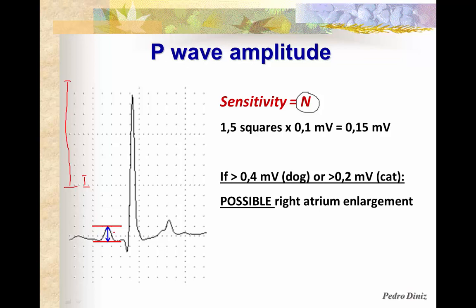The amplitude of this P wave in this example is 0.15 millivolts, which is normal because it can go all the way to 0.4 millivolts for dogs, or 0.2 millivolts for cats. Again, if you have a tall P wave over 0.4 millivolts in amplitude, it might be associated with right atrium enlargement, but you should also confirm this using other imaging techniques.